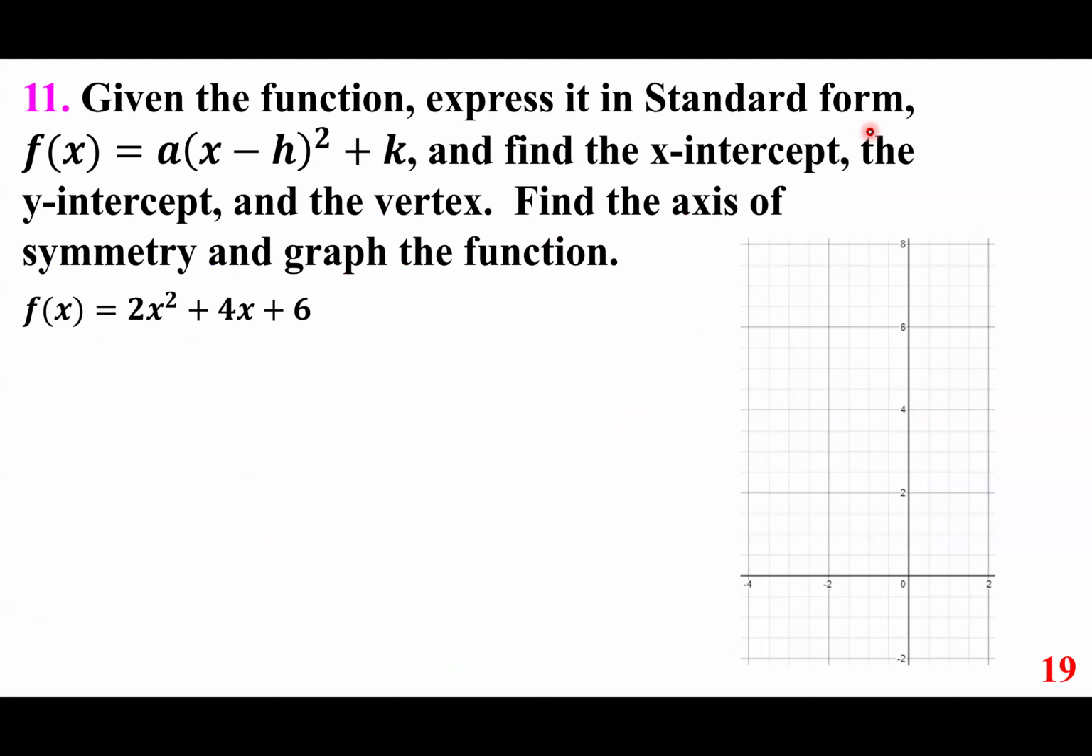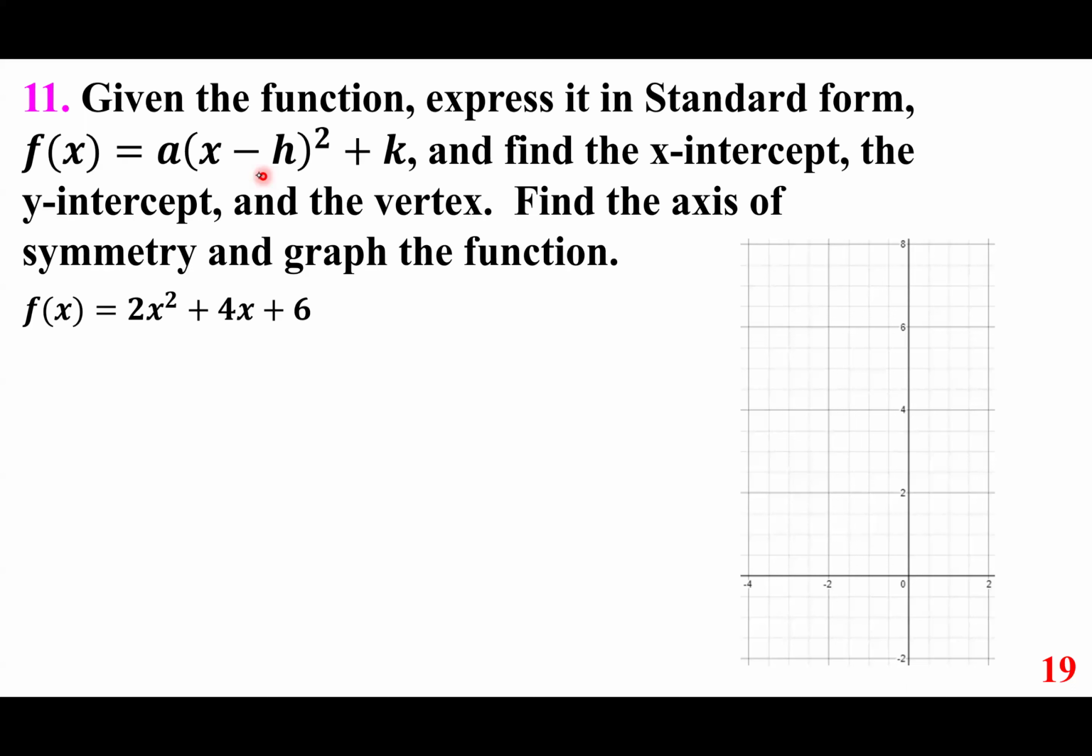Given the function, express it in standard form. Now, again, like I said, I like to call this a vertex format. F of x equals a times x minus h quantity squared plus k, and find the x-intercept, the y-intercept, the vertex, find the axis of symmetry, and graph the function. This is what we have been doing, everybody, in algebra. So that's what they want. They don't want anything else. And so this is the function. You don't have to put it in this format, but since they asked, we are going to do that.